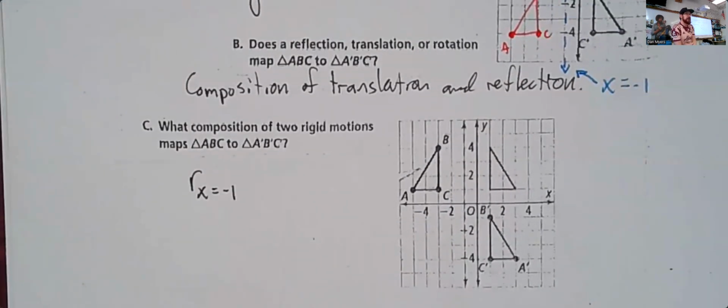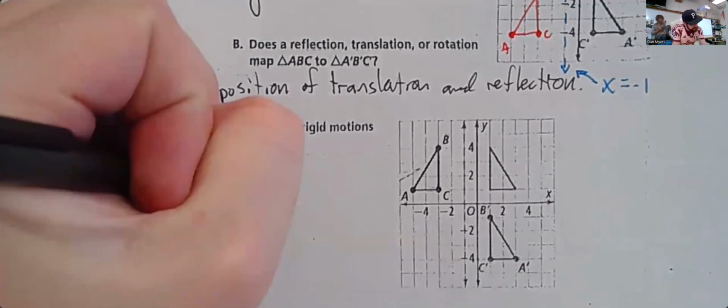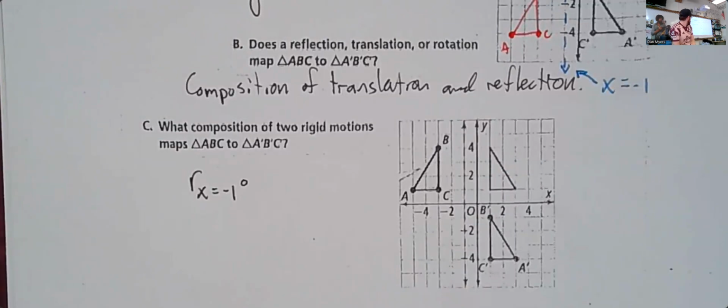And then what symbol do we use for composition? If we're combining this with another transformation, what's our little symbol that we use? T for transformation, or translation, sorry. But composition, what's our symbol in between the two transformations that we use? Yeah, a little open circle, like that.